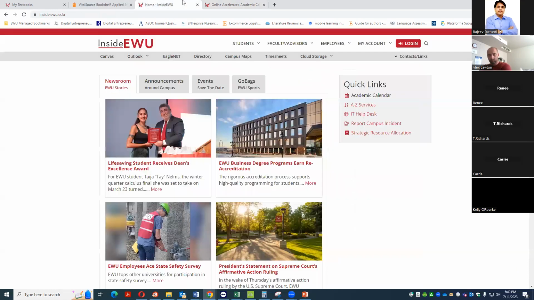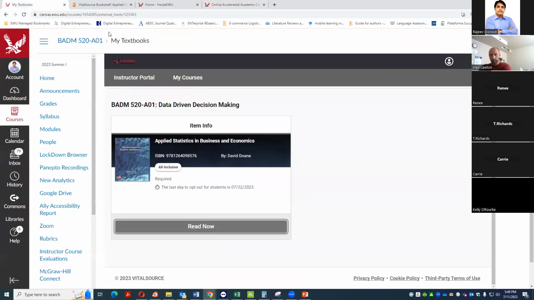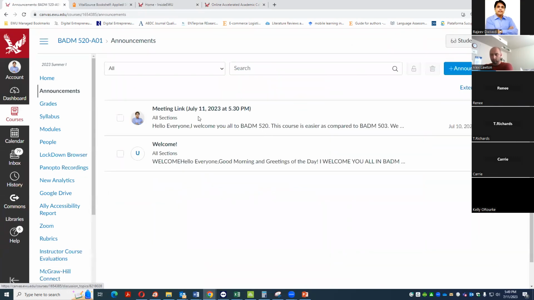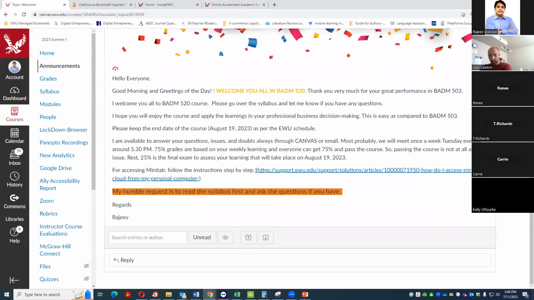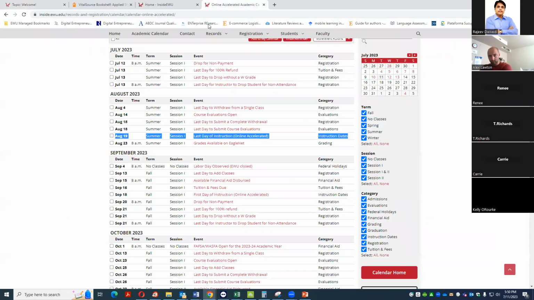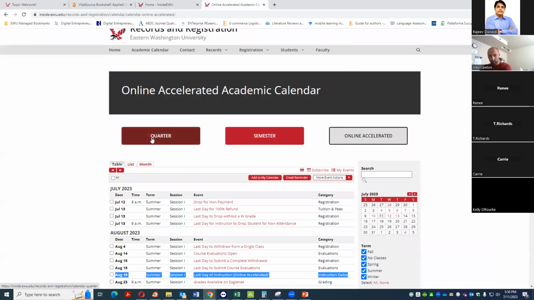Now, your question related to where do we get this? Just go under announcement, and under announcement you see here is the link. Is it clear? Okay. So I shared it here, and this is the calendar. Don't go with the quarter calendar, go for the online accelerated calendar.